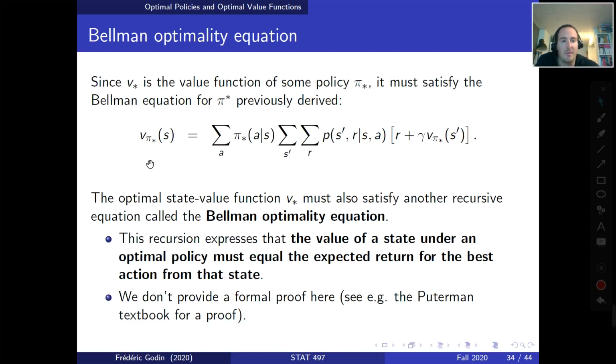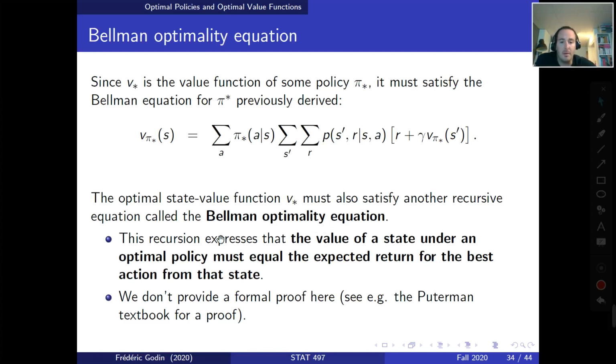So the optimal value function satisfies the Bellman equation for a given policy pi, but we're going to see another Bellman equation that needs to be followed by the optimal value function. This new equation doesn't hold for all policies, it only holds for the optimal one. For the next formula we're going to derive, again, we don't give a proof. You can refer to the Puterman textbook if you want a formal proof.